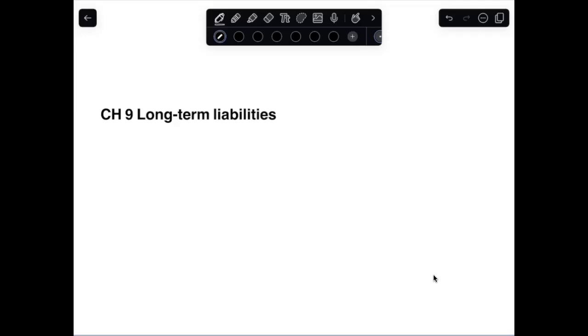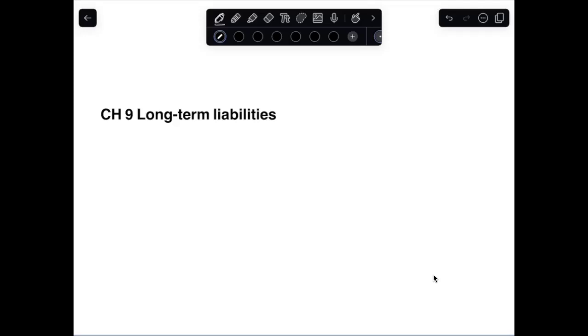Hello, everyone. Let's talk about chapter 9, long-term liabilities. I think this chapter is the most difficult chapter in this semester. So let's talk about it very slowly. In today's course, we're going to talk about the bonds.